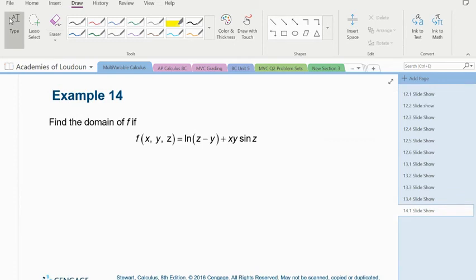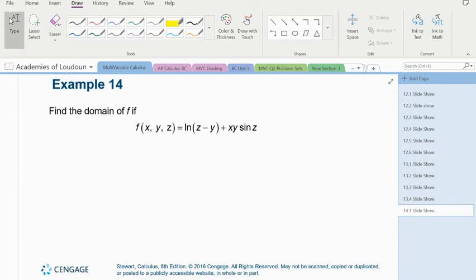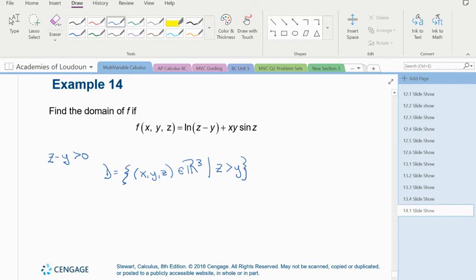So looking at example 14, we want to find the domain of f if we are given that the function of x, y, and z is the natural log of z minus y plus xy sine z. Okay, so we know that the function is defined as long as z minus y is greater than 0. Therefore, the domain is the set of all points x, y, and z contained in R^3 space such that z must be greater than y. This is a half space consisting of all of the points that lie above the plane z equals y.